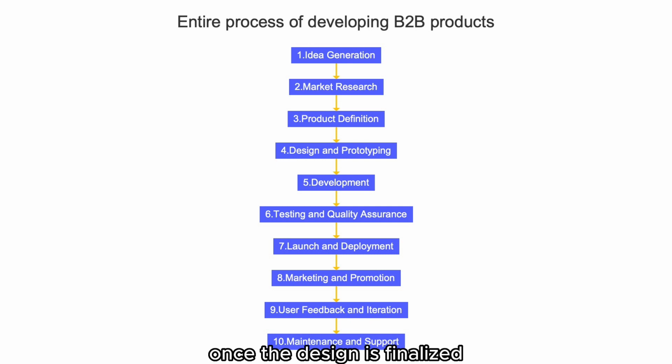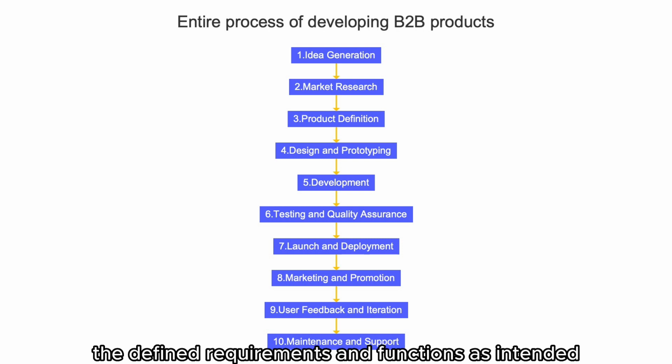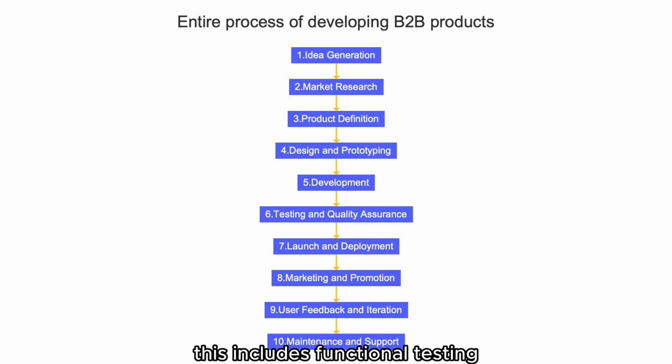Development. Once the design is finalized, the development phase begins. This involves writing code, building the product's infrastructure, and integrating various components to create a functional product. Testing and quality assurance. The product is thoroughly tested to ensure it meets the defined requirements and functions as intended. This includes functional testing, performance testing, security testing, and user acceptance testing.